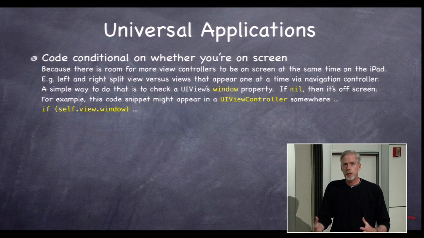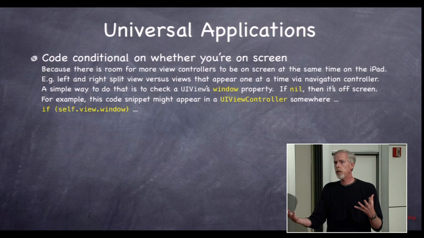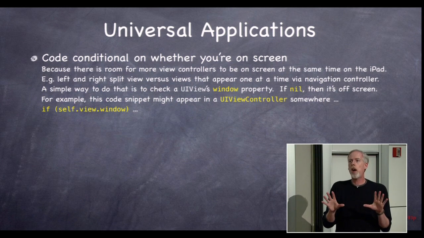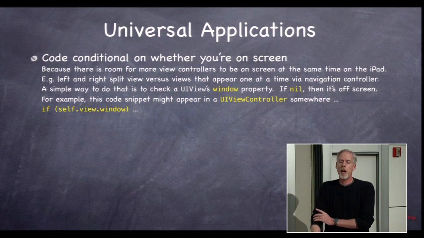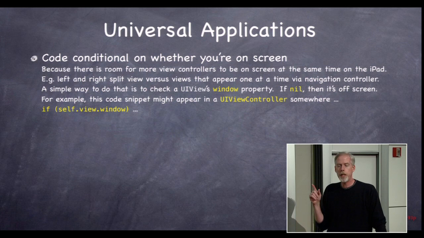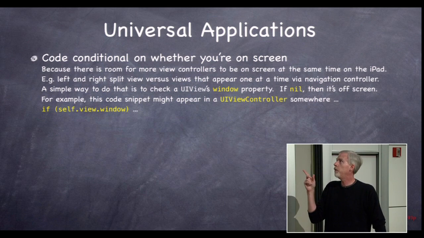Some other conditionals that you might do is, am I on screen right now? Okay, because in a split view, you might be on screen, because both those views are on screen. Whereas on a phone, you might be in a navigation controller, you're not on screen right now. So here's how you can find out if a view is on screen. You send the view the method window. And if that comes back nil, it's not on screen. Okay? Very simple way to tell whether a view is on screen. And you can tell whether a view controller's view is on screen by saying self.view.